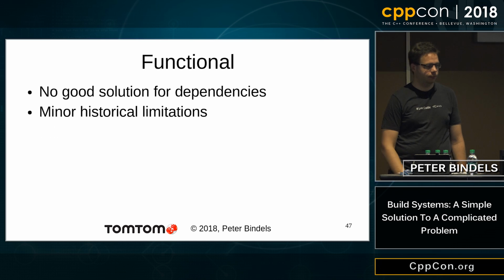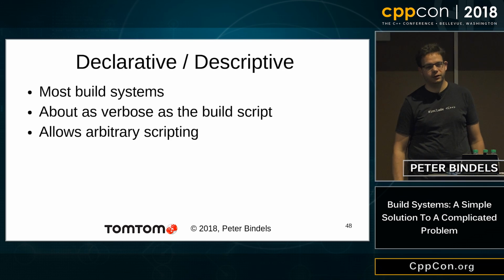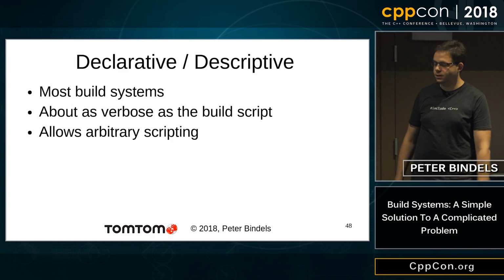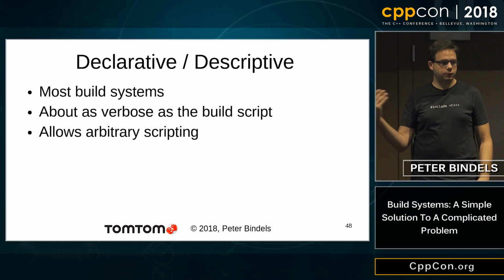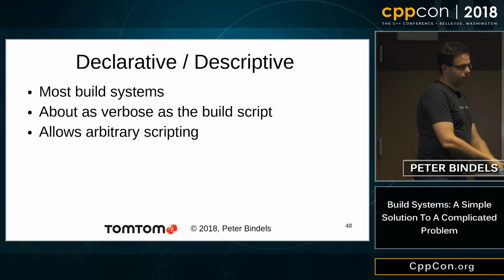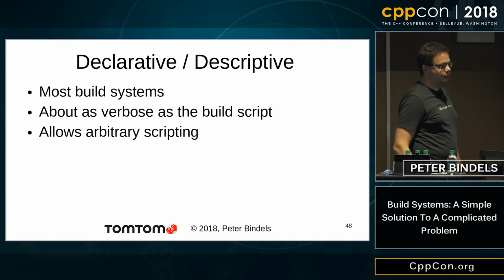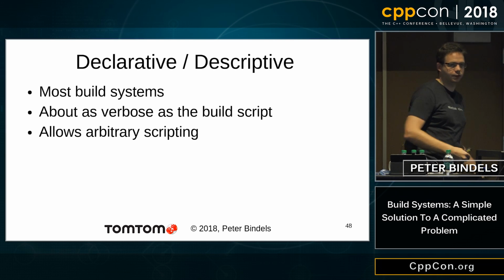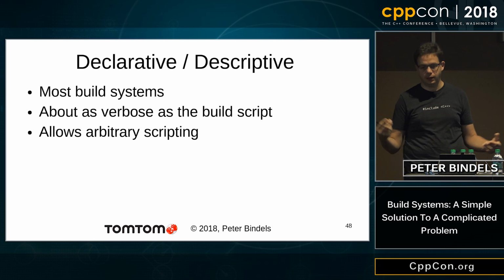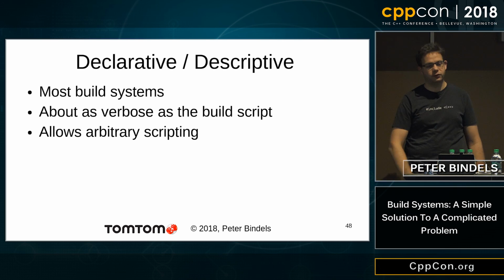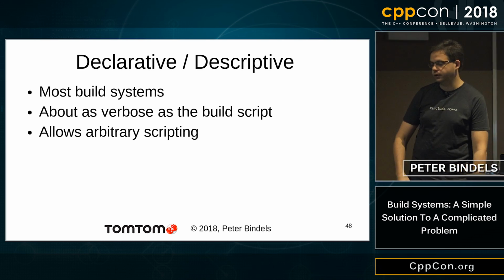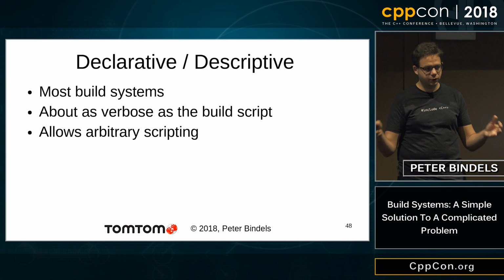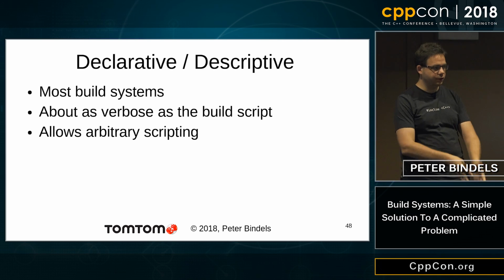So the third category, and this is what most people use nowadays, is a declarative build system. It's like CMake, it's like Meson, it's like many others. They're about as verbose as a build script is. When I'm adding a library, I have to add the library. If I'm adding a dependency, I type it in a build file. If I'm adding an include path, I put it in a build file. If I'm changing a name, I put it in a build file. Any and everything I want to do, I have to manually and explicitly specify.